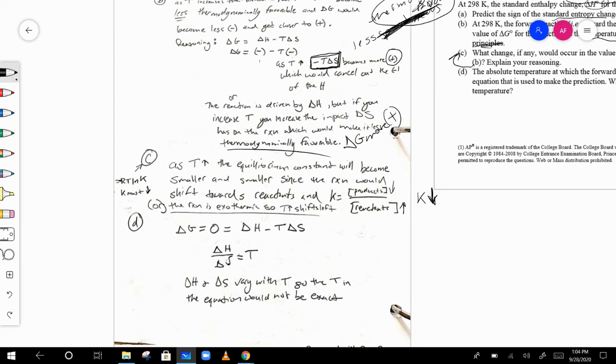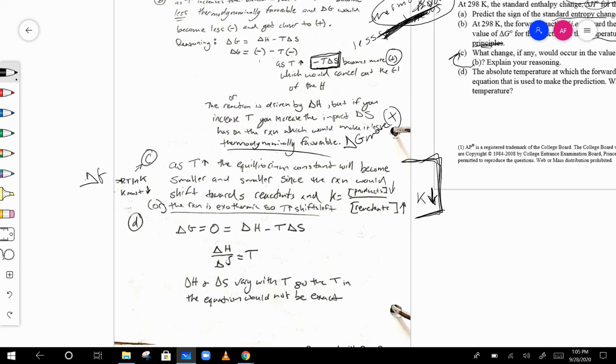You could also use the Gibbs equation, delta G equals negative RT ln of K, to show that, but I like this explanation better. I think it's easier. Okay, you could use that equation.